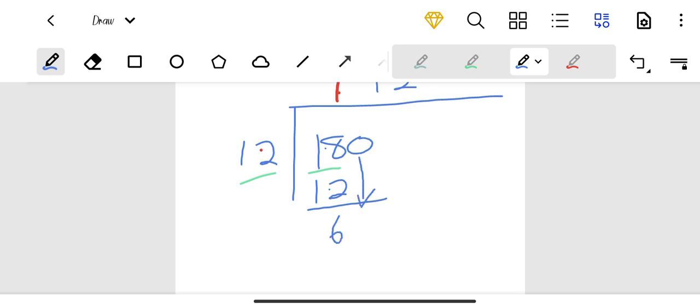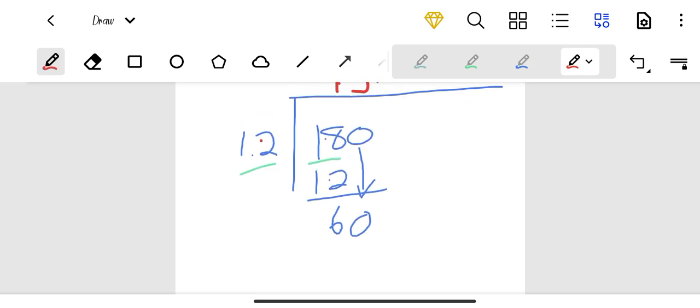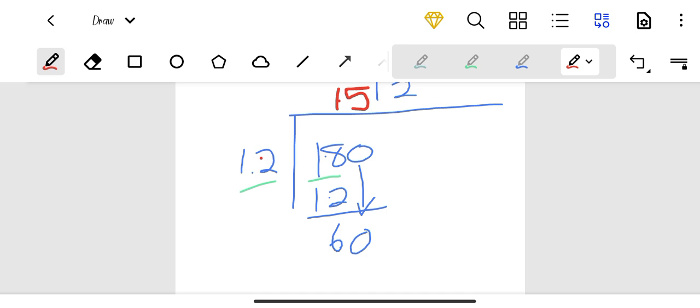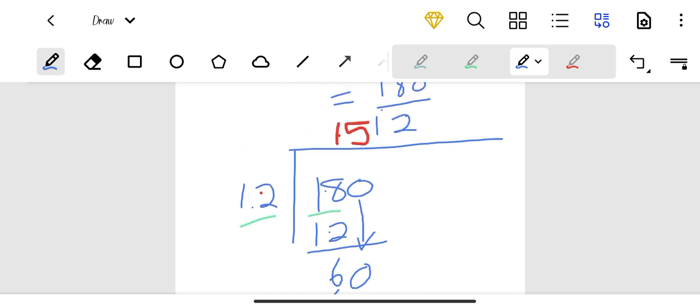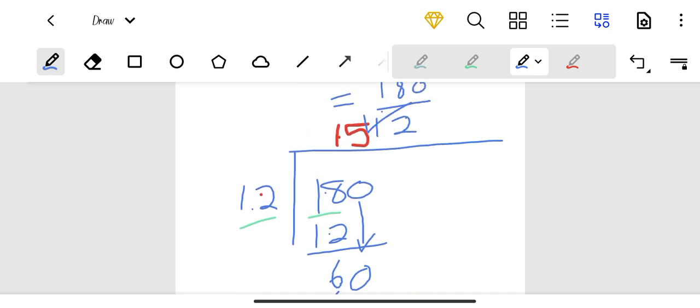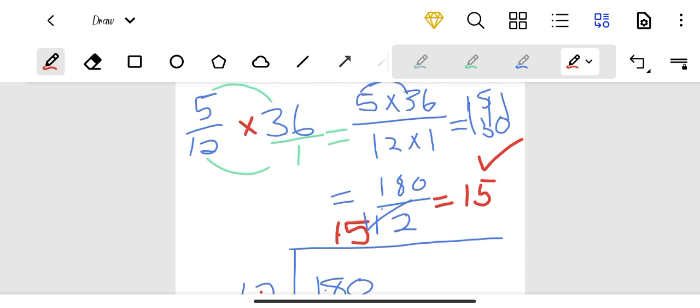We bring down the 0. And then we say 60 divided by 12. The answer is 5, so we put a 5 there. Then 12 multiplied by that is going to be 60. 60 minus 60 is a 0. So no remainder. The answer is going to be 15. So 180 divided by 12 is 15. I hope this made sense also.